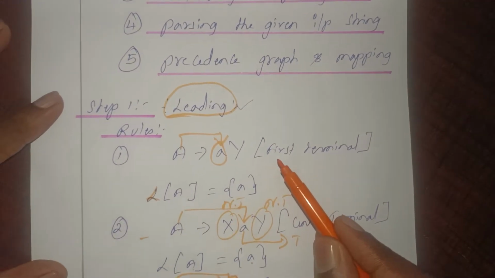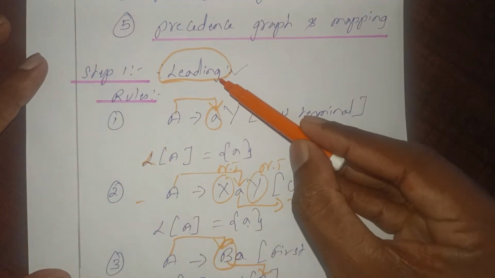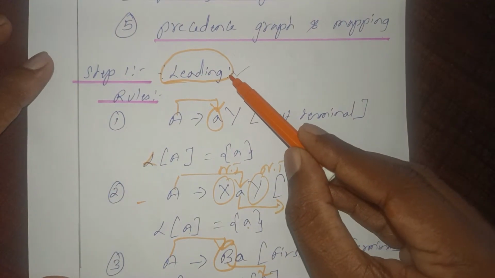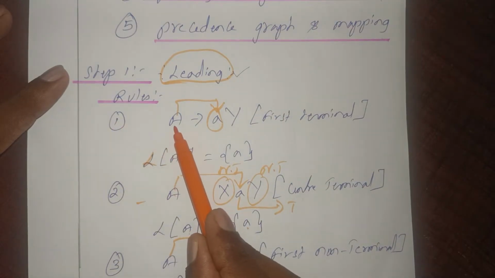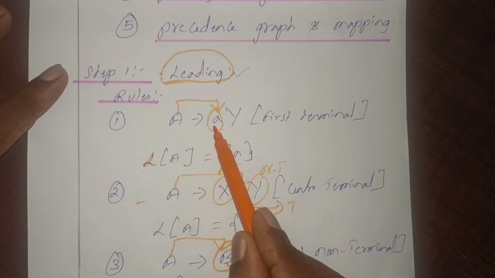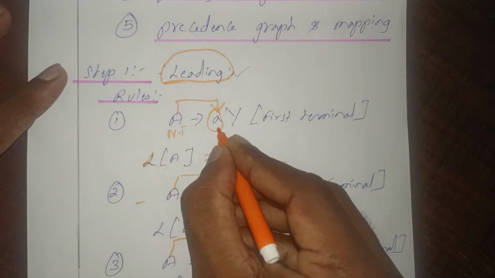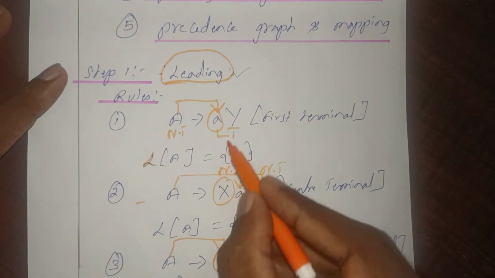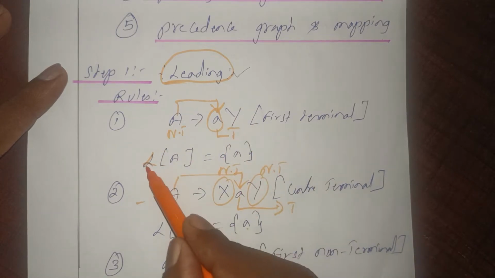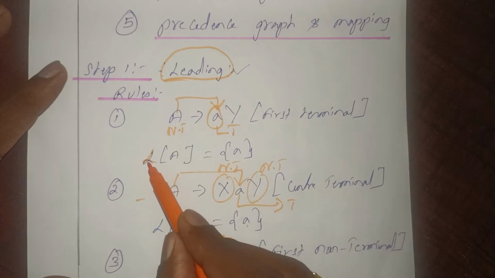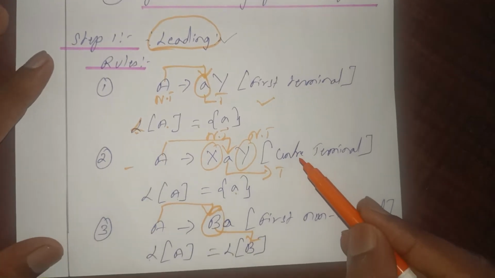We are going to have leading and trailing. That is the first step. In the first step, we are going to see all the rules applicable for leading first. Now rule number 1: any non-terminal on the left hand side, if it is pointing to a first terminal, so A is a non-terminal and small a is a terminal. If you find any matching like this in the given grammar, then you need to write this rule as leading of capital A is equal to small a. This is rule number 1.